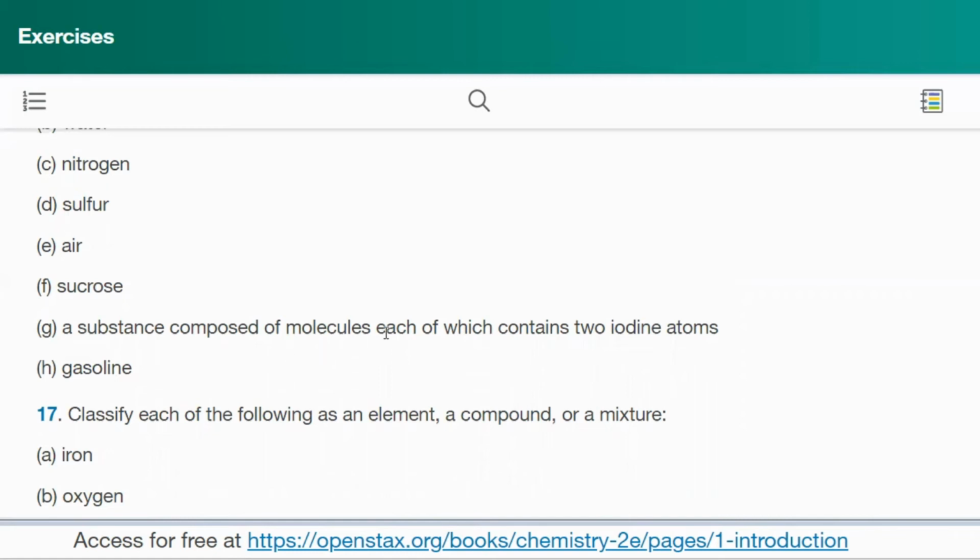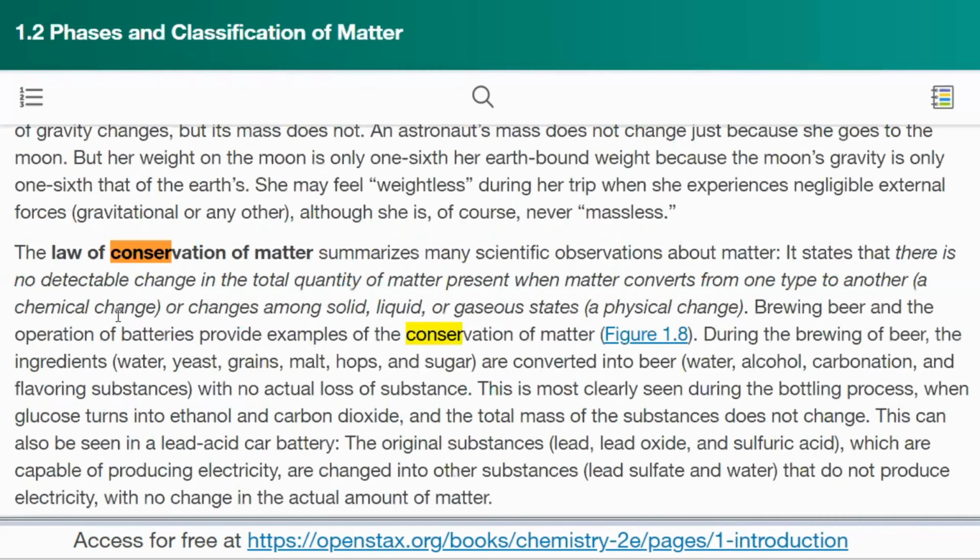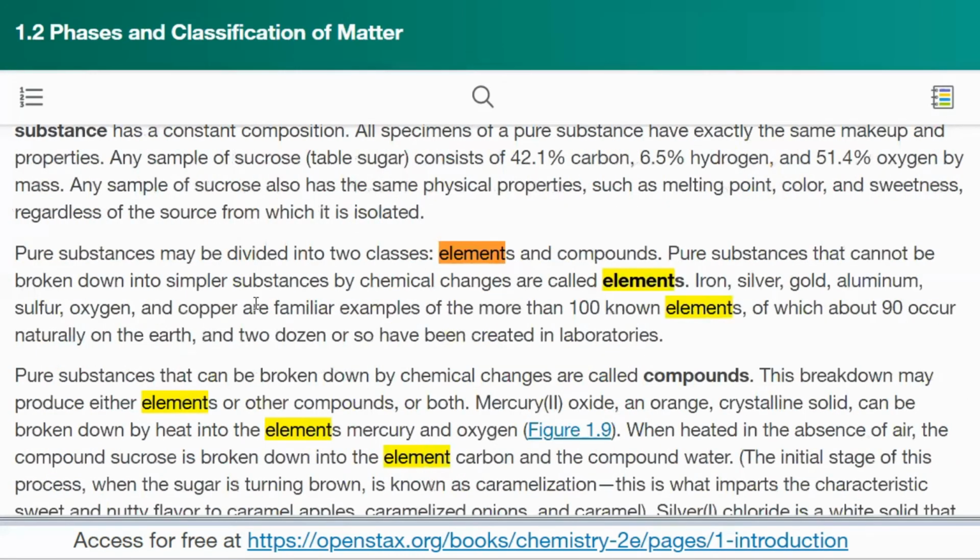A substance composed of molecules, each of which contains two iodine atoms. That is an element. Gasoline. Gasoline is a mixture. We learned that earlier. Now let me see. Let me go back and see what an element is.